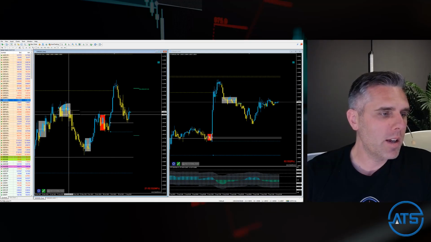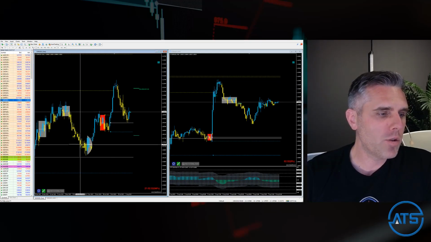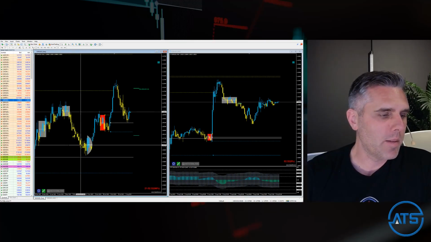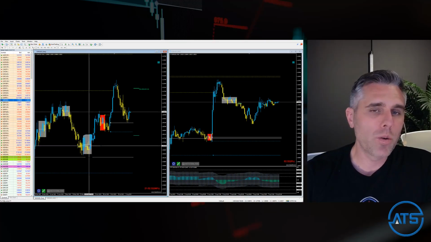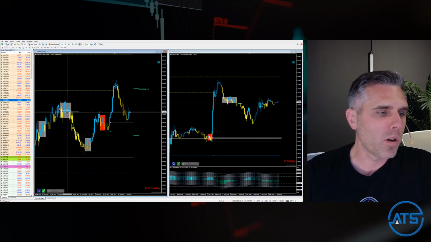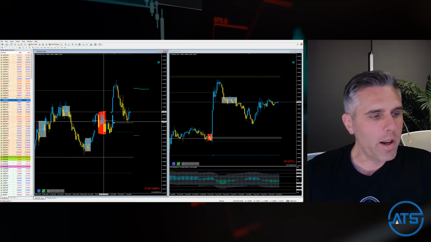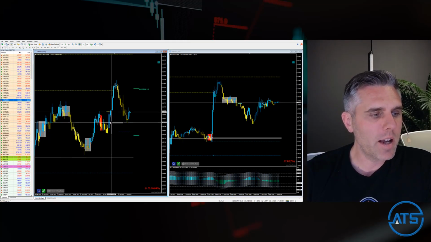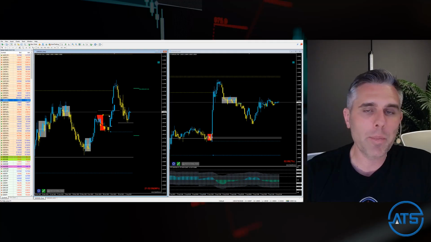This box right here broke out, the price traveled down, and then it formed a new box. You could clearly see that. This box algorithmically broke the tracking of the previous box. That's how the algorithm works. What happened on this box that's different is that we broke the bottom of the box and then came back and broke the top of the box.